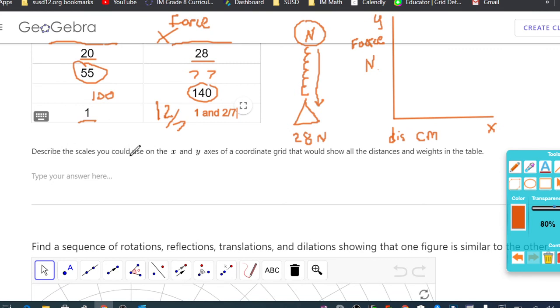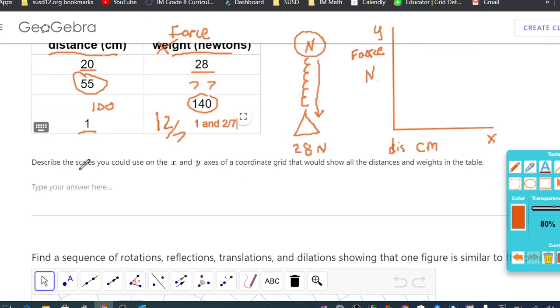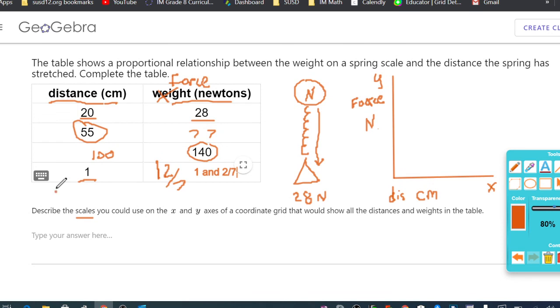Okay, describe the scales you could use on the x and y axis of a coordinate grid that would show all the distances and weights in the table. Now they're asking scales. We already decided what we're using for x and y, but what is the scale? Okay, x needs a range from 1 to 100. 100 is the largest value in our data table. So x needs to go all the way out to 100 in order to show all the data points.